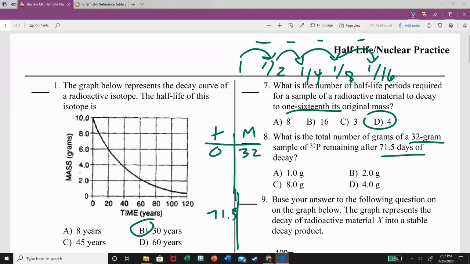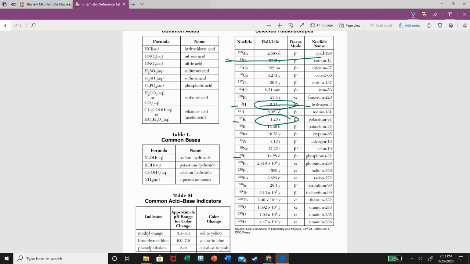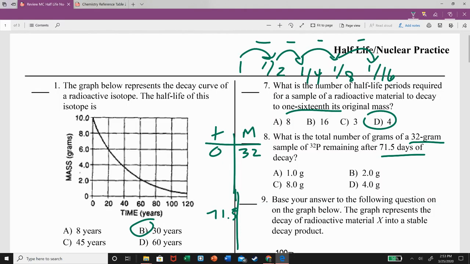Okay, so now I need to know what the half-life is so I can figure out how many half-lives to get to 71.5. I don't know the half-life of phosphorus 32, but I do know a place where I can find it, which is my reference tables. So if I find phosphorus 32, that's the one that we already had circled. That's 14.28 days. Okay, so after 14.28 days, that's my half-life.